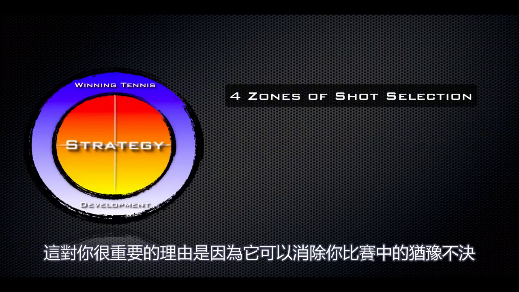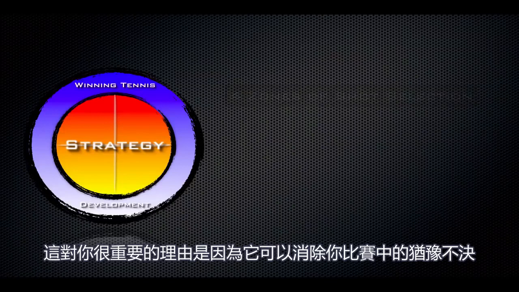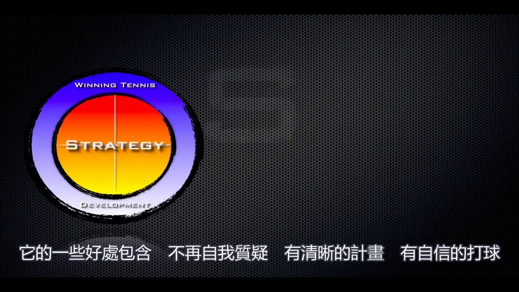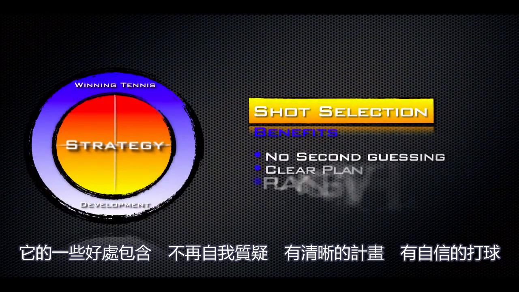The reason why this is so important to you is because it eliminates indecision in your game, which is another cause of making unforced errors. Some of the benefits are no second guessing, having a clear plan, and playing with confidence.